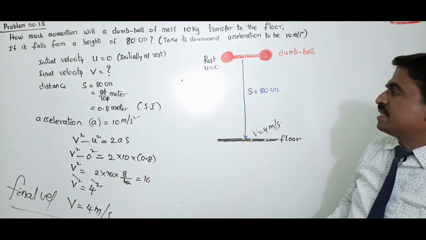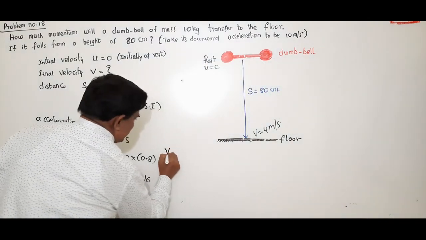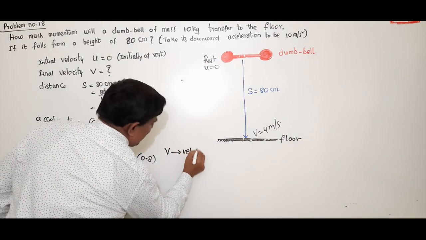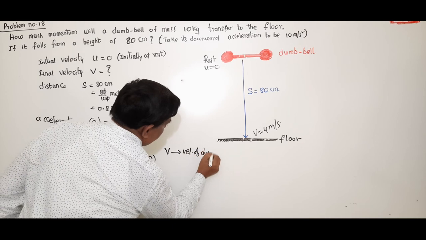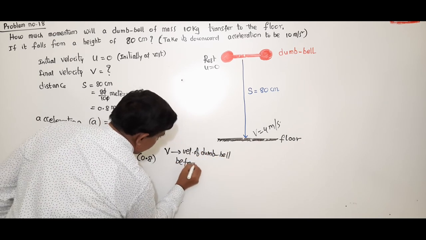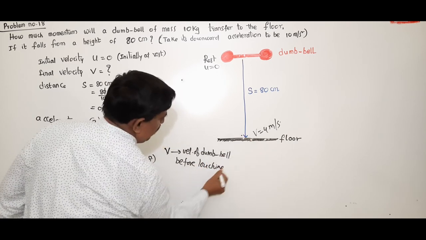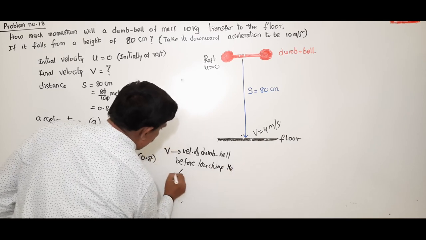Now v represents the velocity of the dumbbell before touching the ground. Means here, before touching the floor.